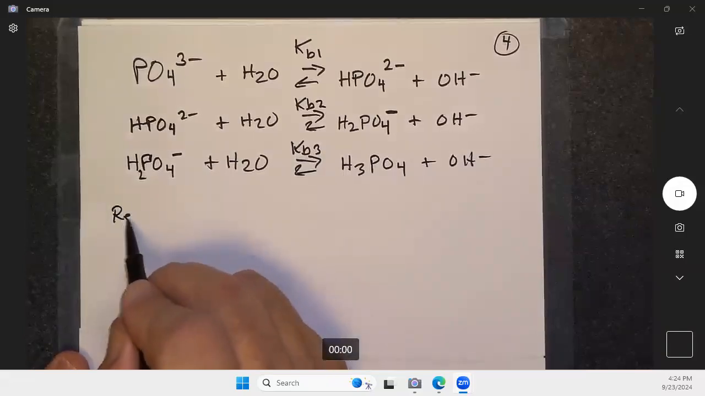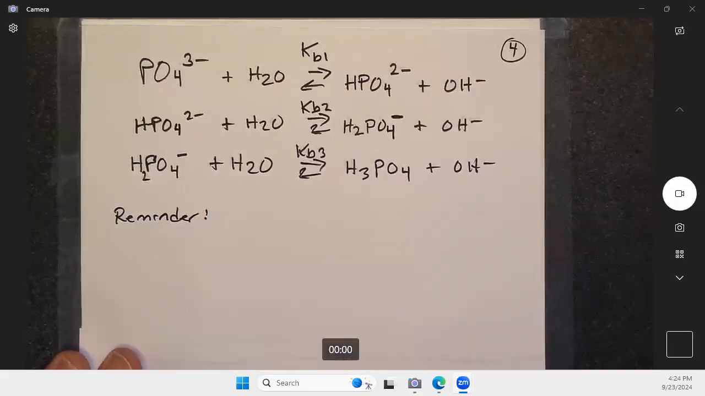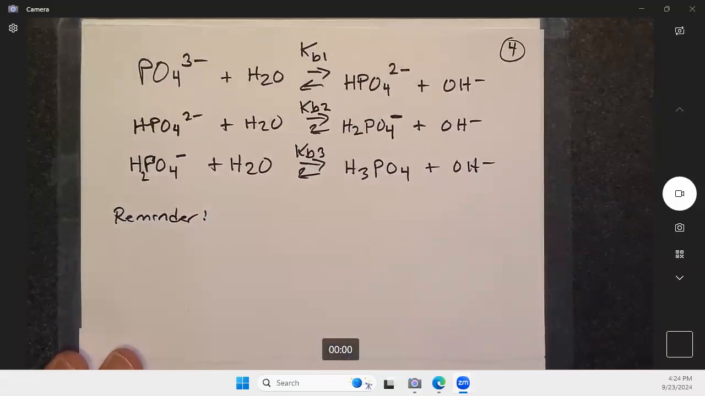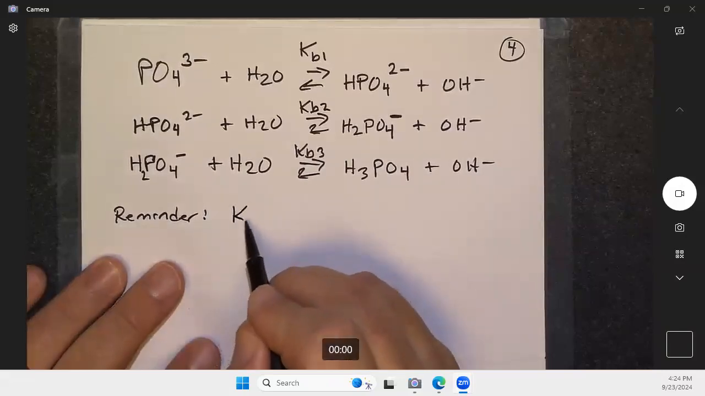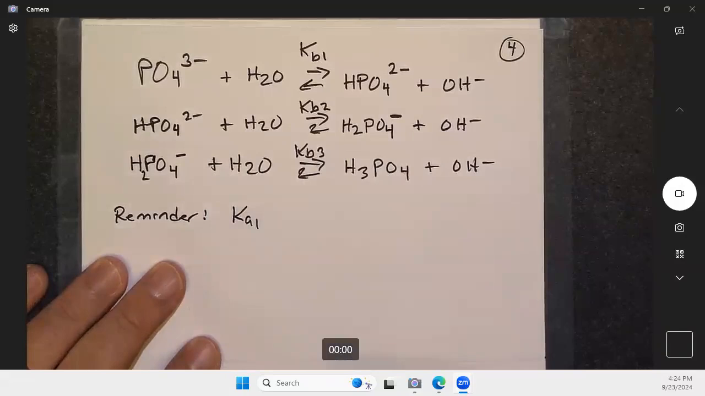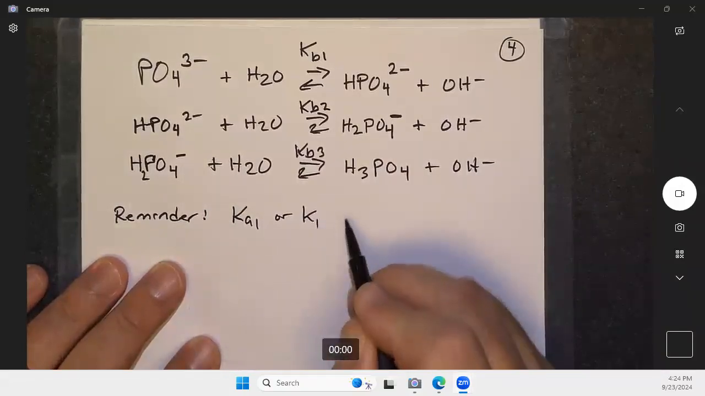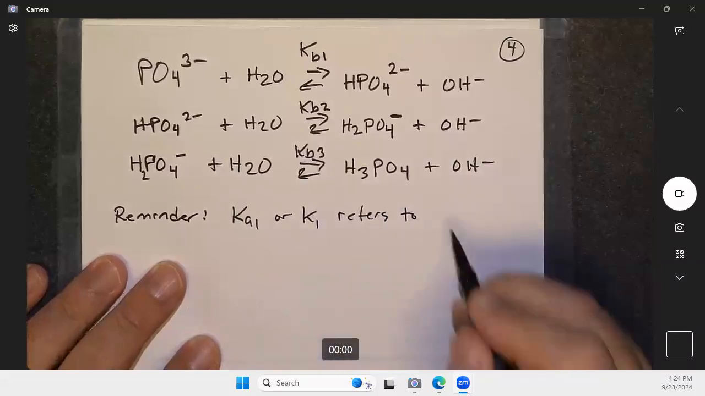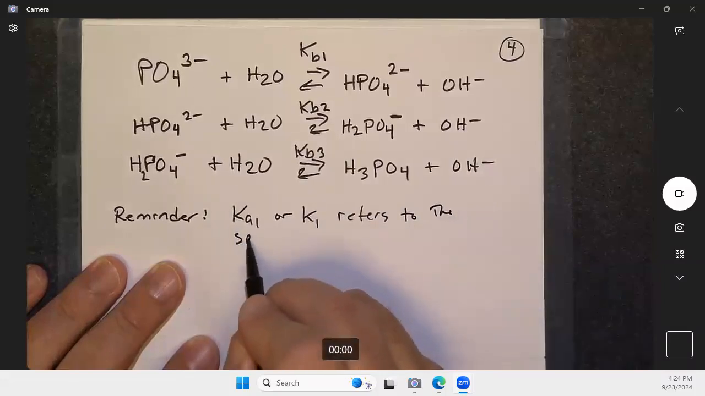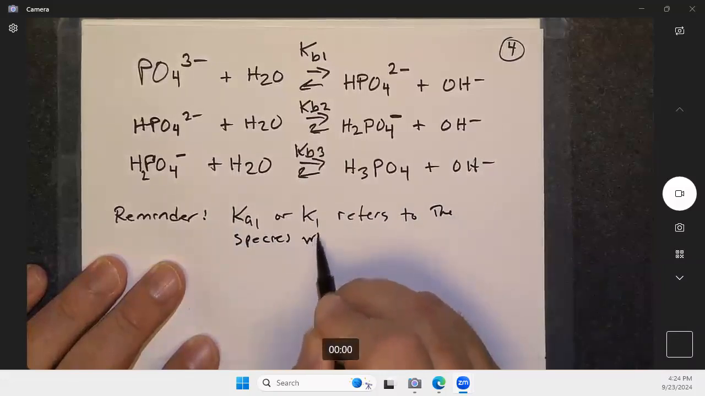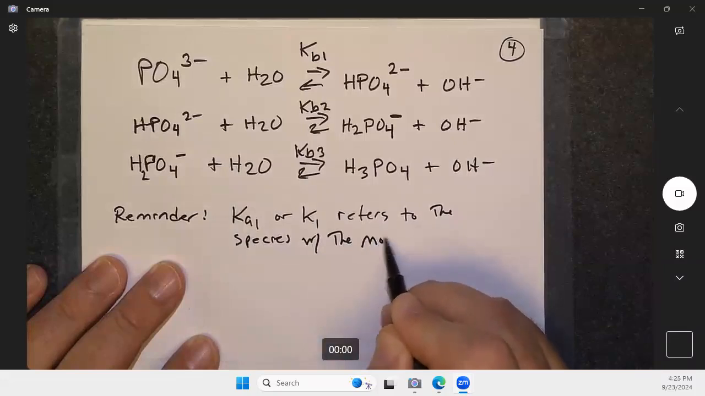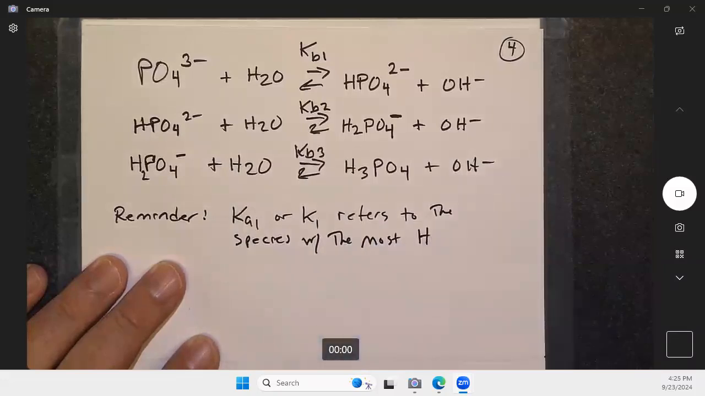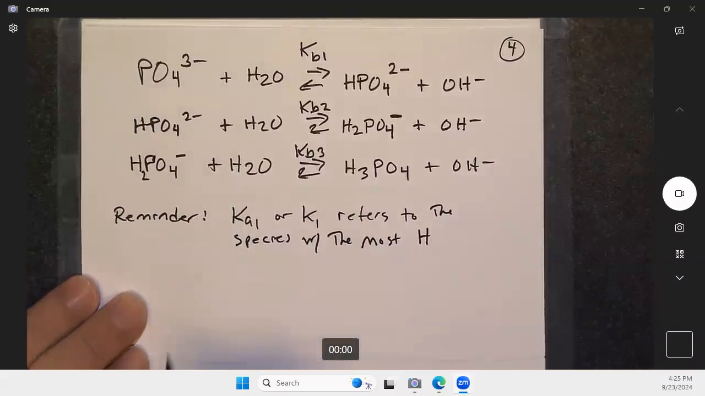So, a reminder from the previous page, but also from previous lectures: I'll remind you that Ka1, I didn't write this down earlier, or K1, refers to the species with the most hydrogens.